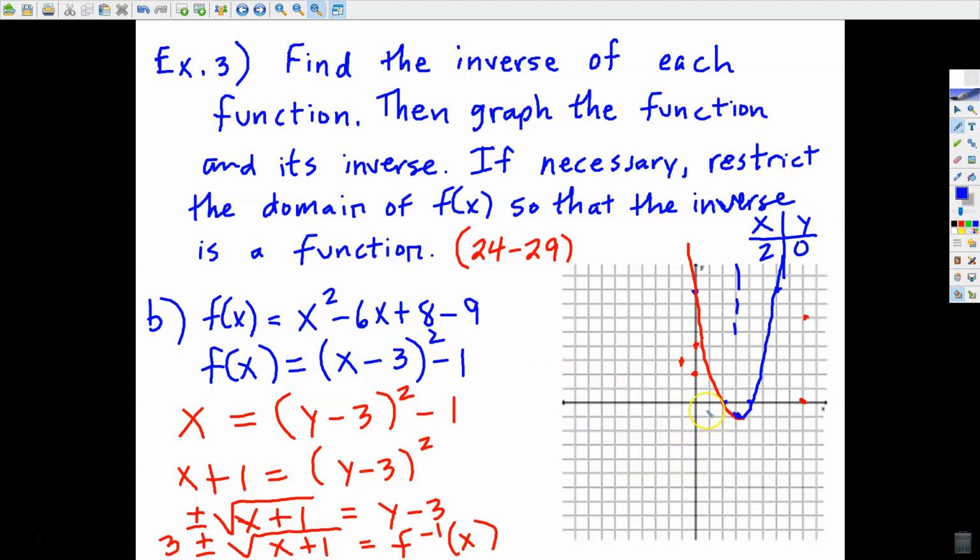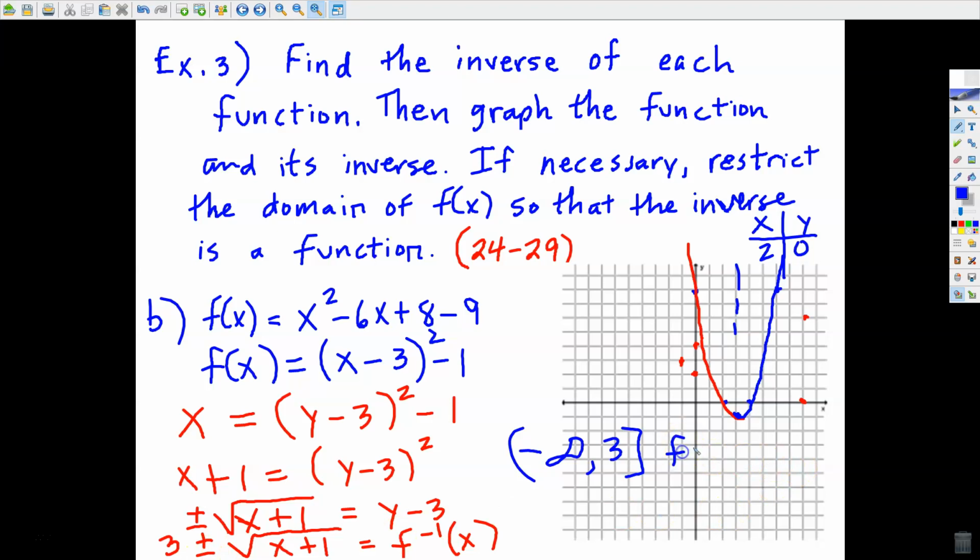Negative infinity to 3, right. So I don't have a lot of room here. So negative infinity to 3 would pertain to which of these functions? Would it be the positive form or the negative? It's going to be the negative.